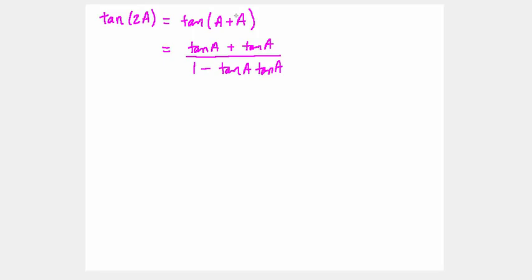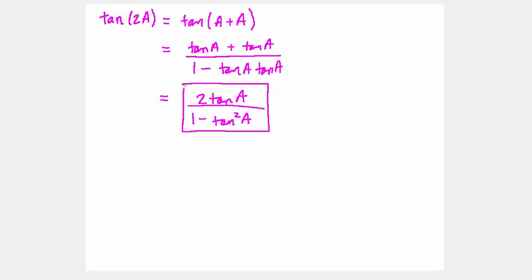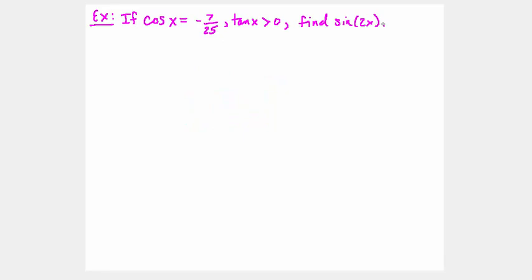So we're going to use this and then just combine some like terms here. In the numerator, if you add tan a plus tan a, you get 2 tan a. And then down below in the denominator, this will be 1 minus, and then tan a times tan a would be tan squared of a. And so this result here will end up being what we use for our double angle identity for tangent. Let's now take a look at an example that might use one of these double angle identities.